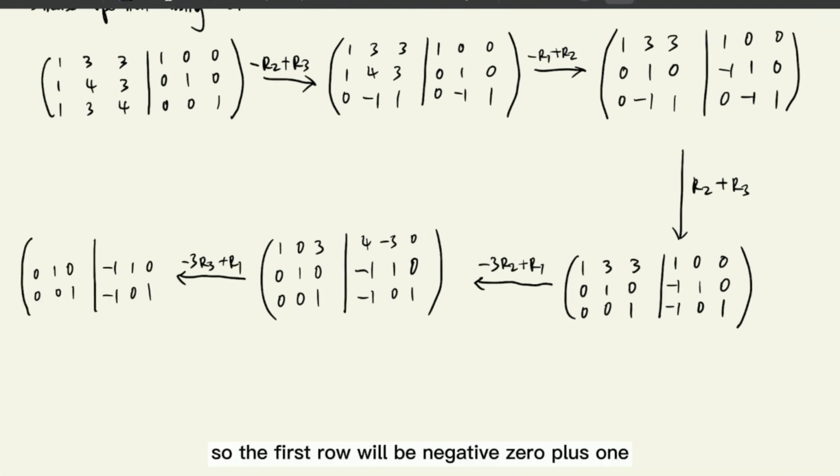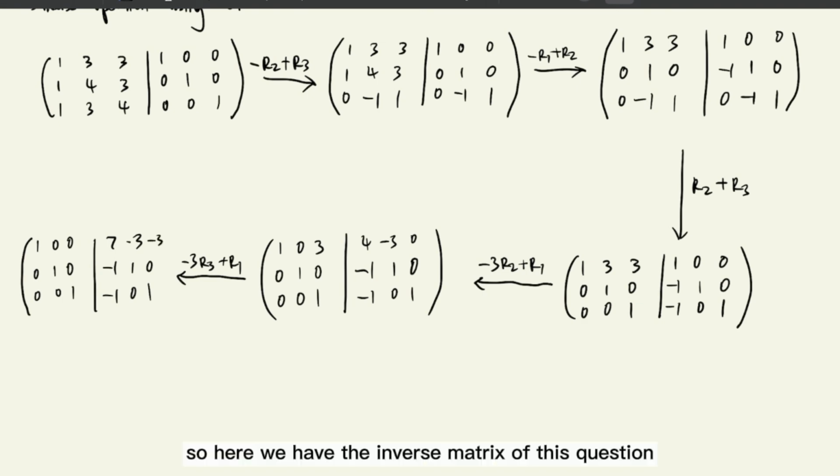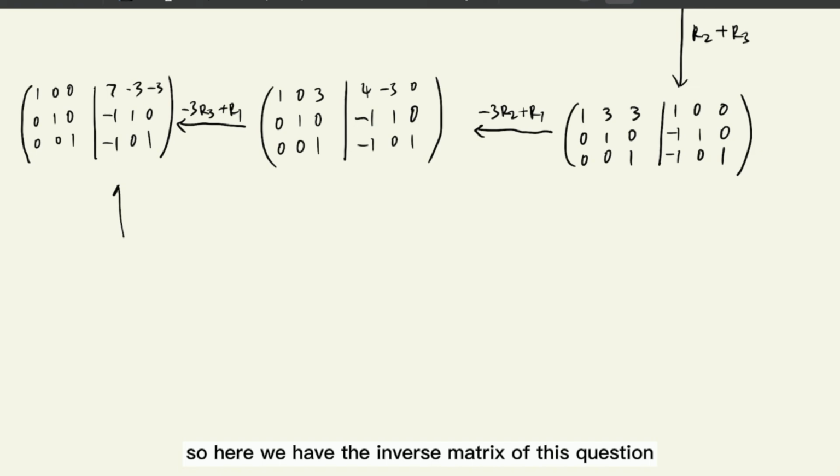So the first row will be negative 0 plus 1, which is 1, negative 0 plus 0, which is still 0, and negative 3 plus 3, which is 0. On the other side, 3 plus 4 is 7, 0 plus negative 3 is negative 3, and negative 3 plus 0 is negative 3. So here we have the inverse matrix of this question.